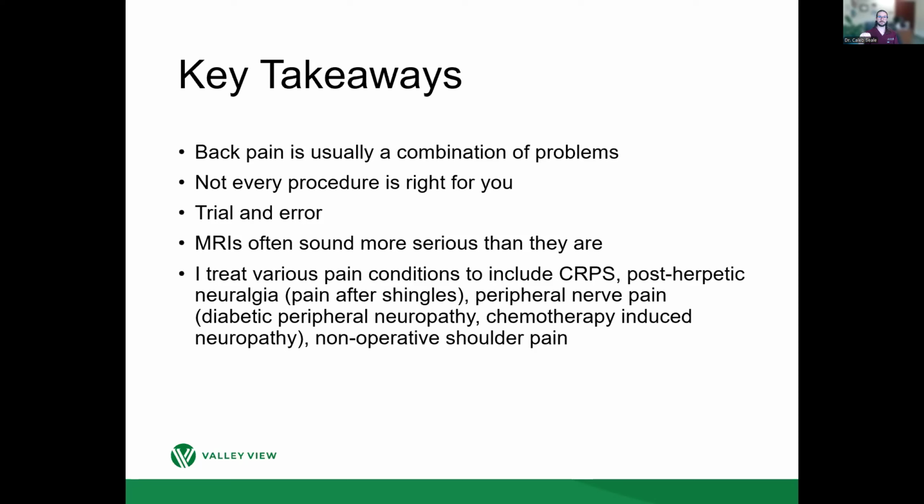Another one is just because I'm in the spine center, it doesn't mean that I only treat the spine. I also treat problems in the periphery, including something like CRPS, which is complex regional pain syndrome, post-herpetic neuralgia, meaning pain after shingles, different types of peripheral nerve pains, such as diabetic peripheral neuropathy, chemo-induced peripheral neuropathy, or another one again that I've been doing here lately is non-operative shoulder pain using that Sprint system.